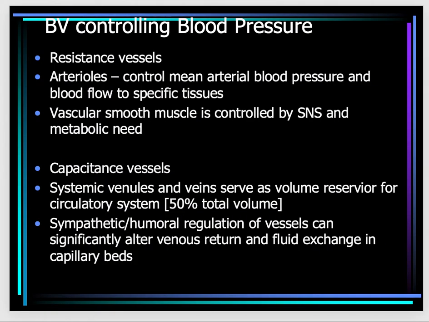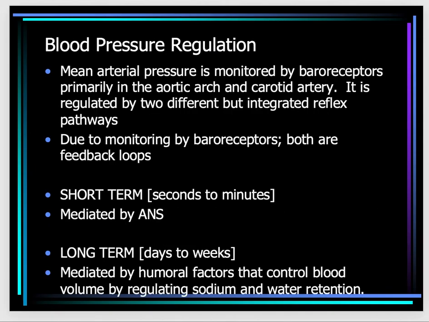So before we get into the actual different classes of medicine, controlling blood pressure, we have two ways that blood pressure is controlled. We have resistance and we have capacitance. The resistance vessels are arterioles. They control mean arterial blood pressure and blood flow to specific tissues. Vascular smooth muscle is controlled by the sympathetic nervous system and basically through metabolic need. When we look at the capacitance vessels, these are systemic venules and veins. It's the volume reservoir for the circulatory system. Sympathetic or humoral regulation of vessels can significantly alter what we know as venous return. So again, resistance versus capacitance vessels are when you're looking at how blood pressure regulation happens.